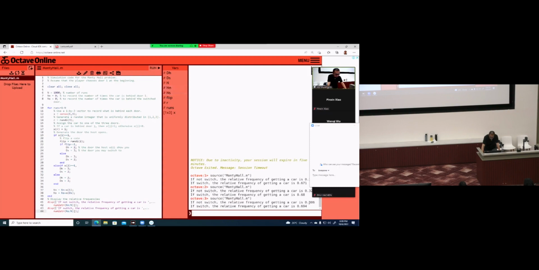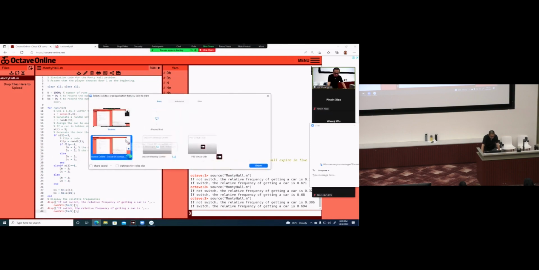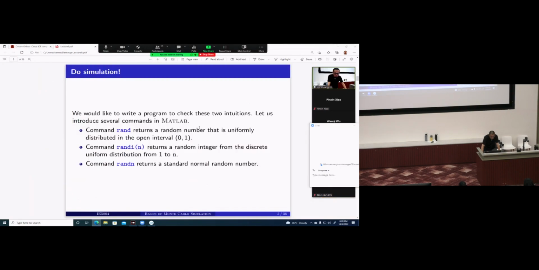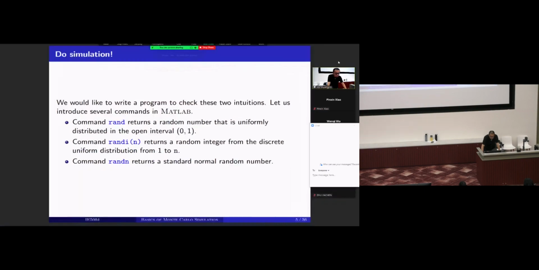So it's the third time. The relative frequency is different, but you see it's still around 1/3, 2/3. So this is how to simulate this Monty Hall problem. Actually, it's not difficult. And as I said, please spend some time reading the code after class.